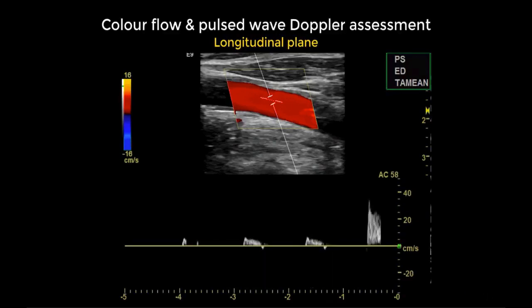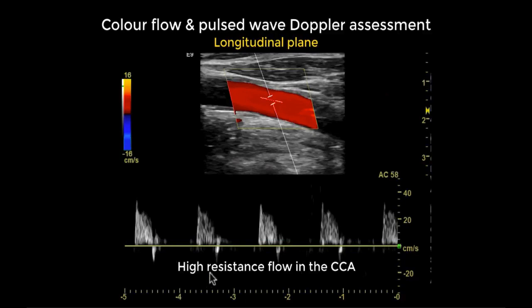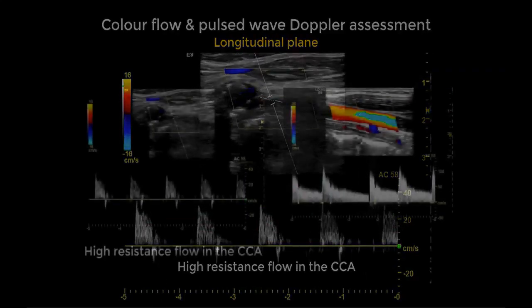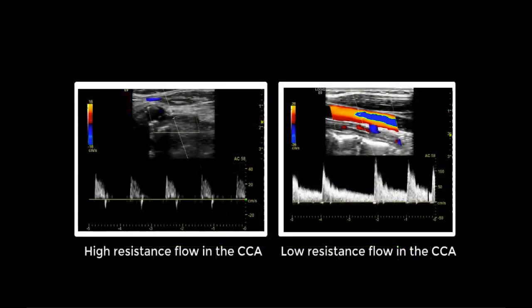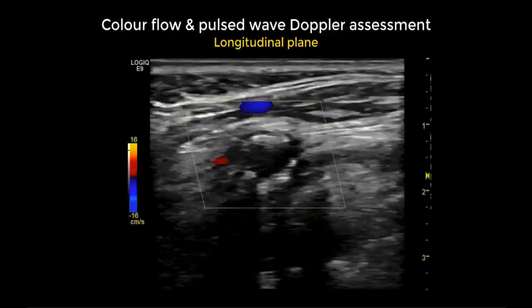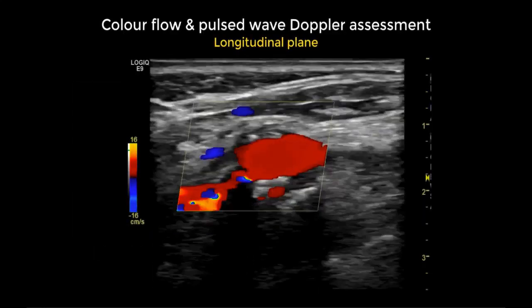This Doppler waveform is high resistance and there is no diastolic flow pattern, with evidence of a small reversal flow in delayed systole. The normal waveform of a common carotid artery is a low resistance waveform with evidence of a well-represented diastolic flow. The absence of a diastolic flow is indicative of distal high resistance, likely caused by an obstructive disease.